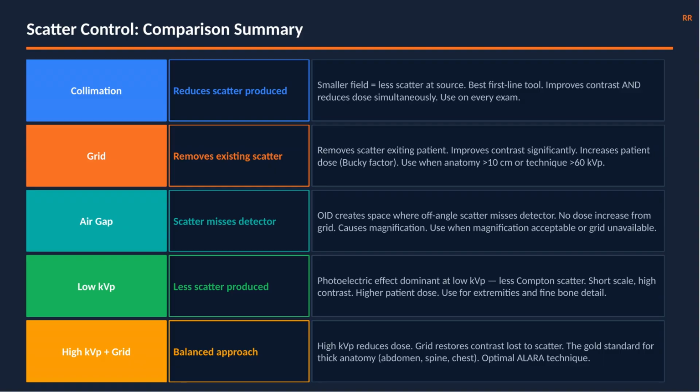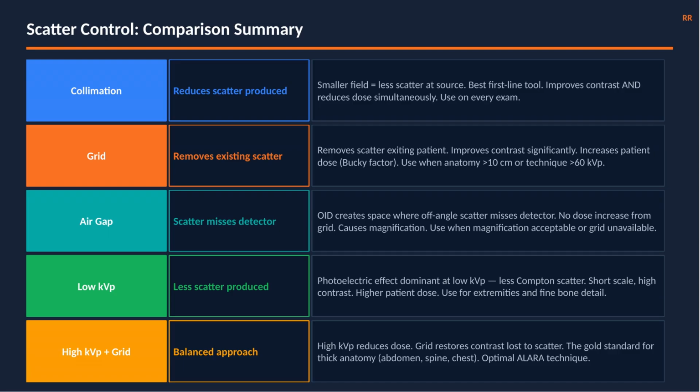Air gap. Scatter misses the detector due to divergence. No dose increase from grid factor. Causes magnification, the primary trade-off. Best when magnification is acceptable or a grid is not available.